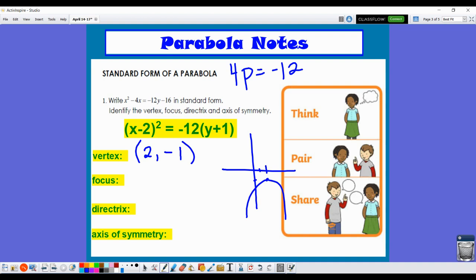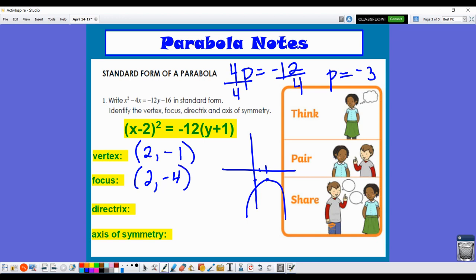So if I want to find the focus, remember the focus lies inside the arms of the parabola. So 4p equals -12. When I divide by 4, I get a p-value of 3. So I know I need to move 3 units down to get to the focus. So if I'm moving 3 units down, -1 minus 3 is -4. So my focus is going to be at 2, -4.